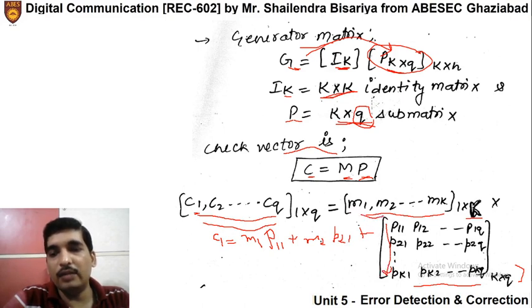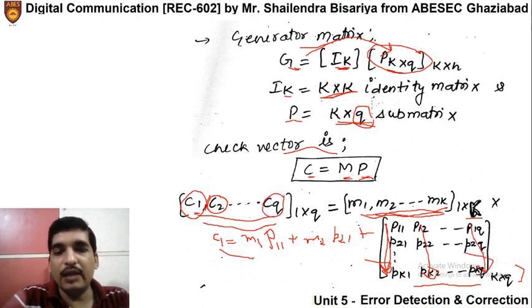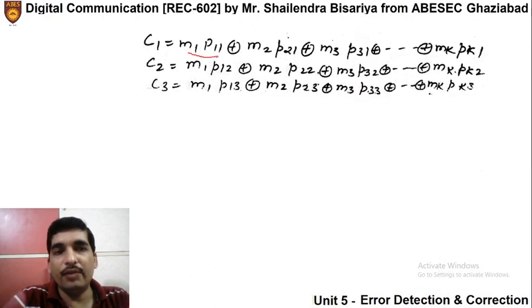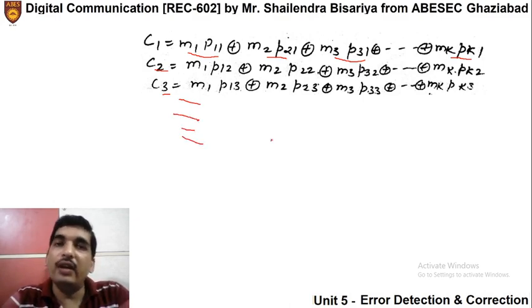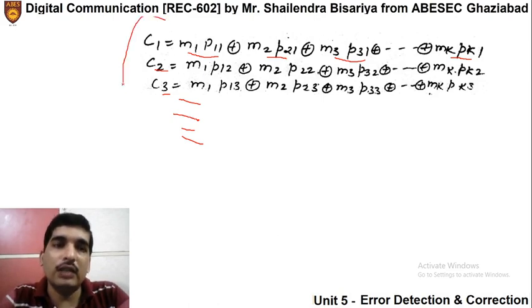So multiplying these message bits with this column will give me the value of code word C1. Now multiplying the message bits again with this second column will give me the value of code word C2, and multiplying these message bits with this column will give me the value of this code word Cq. So we can write the complete expression as C1 is equal to M1 P11 plus M2 P21 plus M3 P31 up to Mk Pk1. Similarly, we can write the value of C2, C3 and all other code vectors, right? So this is how we will find out the value of all these check bits.